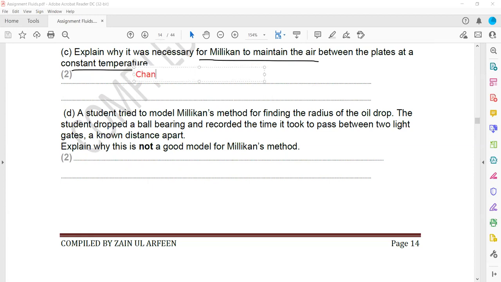When there is a change in temperature, it will cause a change in viscosity, which affects the drag force. So all the things are related. Is it clear, this part?